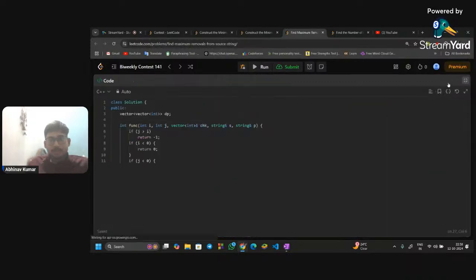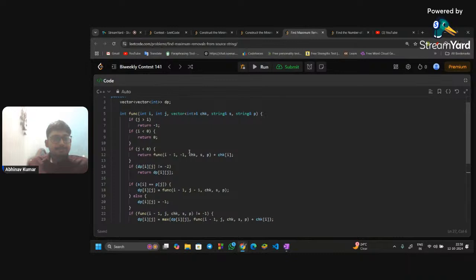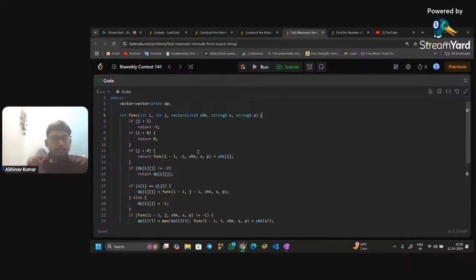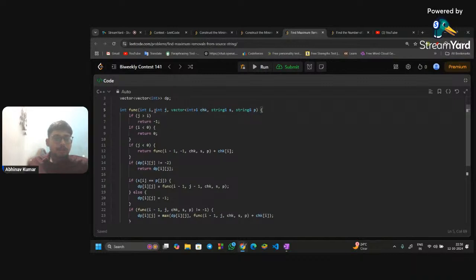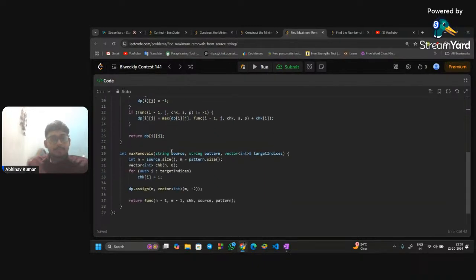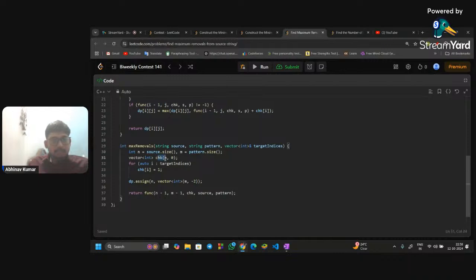Okay, so if you look at the code, this is my DP function. I've written a recursive DP, where the states are i and j, and I'm passing check, the source, and the pattern as references. This check I have created initially. It is a length n vector of int, or you can also take a vector of bool. All are initially 0, and then I'll go through every value in my target indices and convert that index to 1.